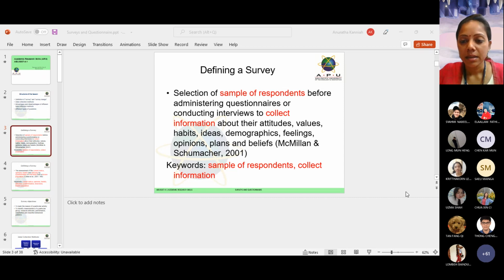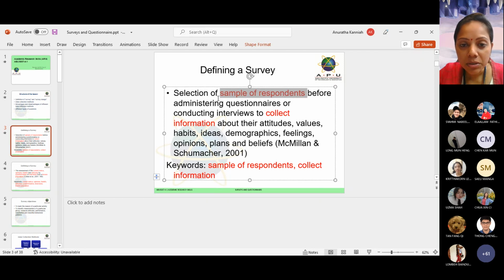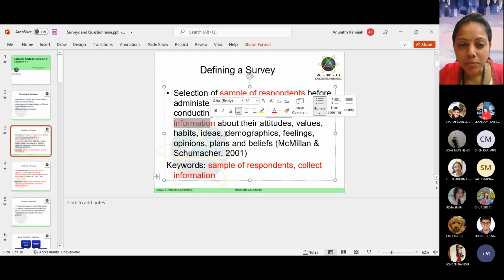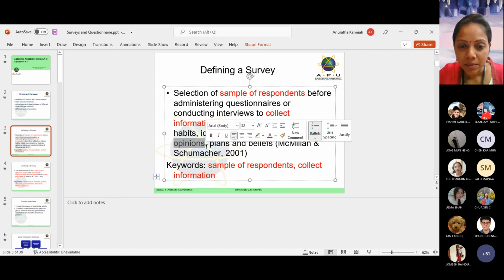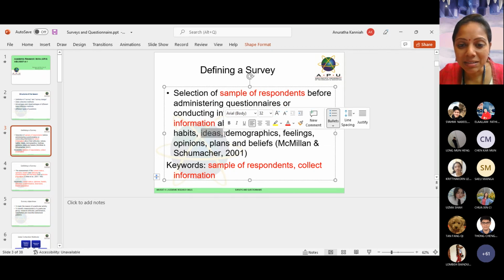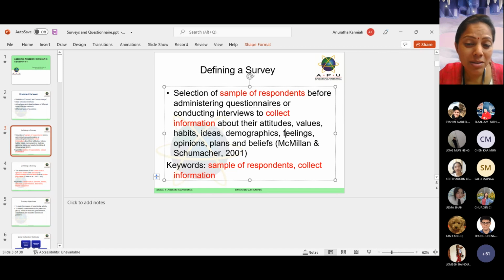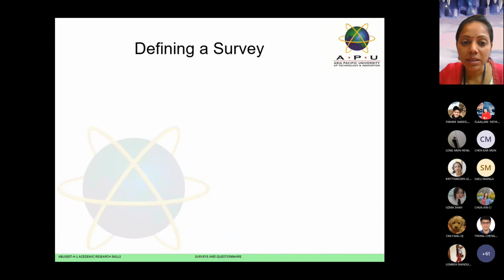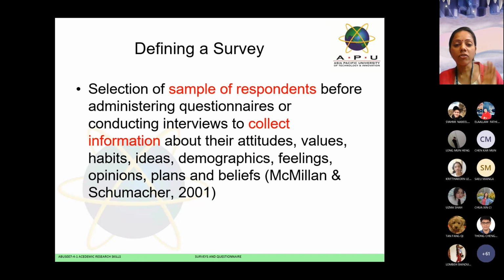Any idea? Now you say public. Public is so broad, isn't it? So how do we define it? Okay, so when we say sample, okay, fine, public. What are they going to do? They're going to answer a questionnaire. What is the aim? You want to collect information about people's opinion, or how they feel about recycling. So basically, survey is an attempt to get information from a group of people.